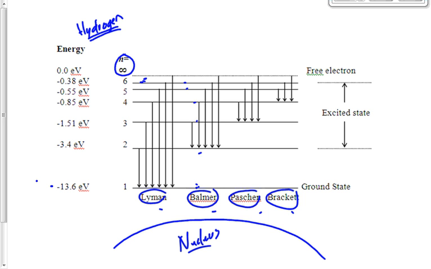I want to take a closer look at the numbers for hydrogen here. What do you notice that seems a little bit odd about those numbers? Or do you notice anything that's odd about those numbers? Emil? They're negative. Why are they negative? And why do they get bigger as they get closer to the nucleus? You would think that they would get smaller as they get closer to the nucleus.